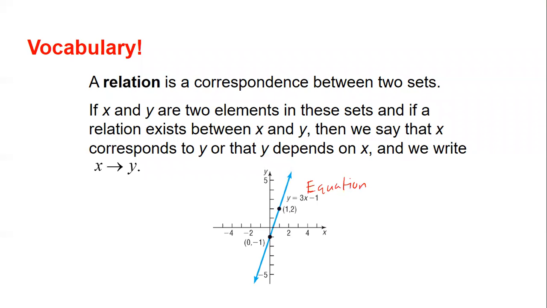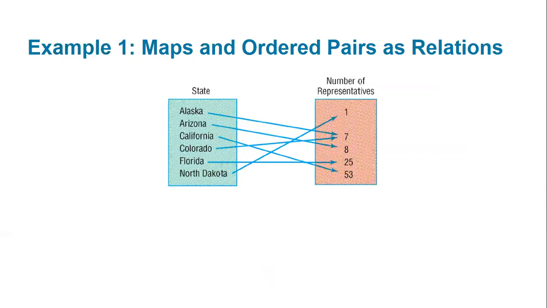Okay. Next, we're going to look at a mapping. Okay. Mappings are from Algebra 1. A mapping is another visual way to look at a relation. So this mapping represents the states and the number of representatives in Congress.